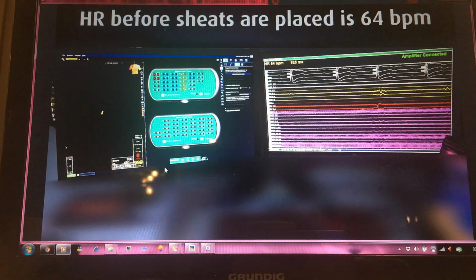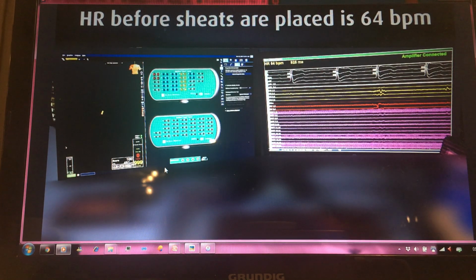As you see, before sheath insertion, heart rate in this case was 64 bpm. Actually, in some vasovagal syncope cases, you can see significant asystole or significant hypertension due to reflex phenomena and pain. But in this case, we didn't see any asystole or anything like that during sheath insertion.